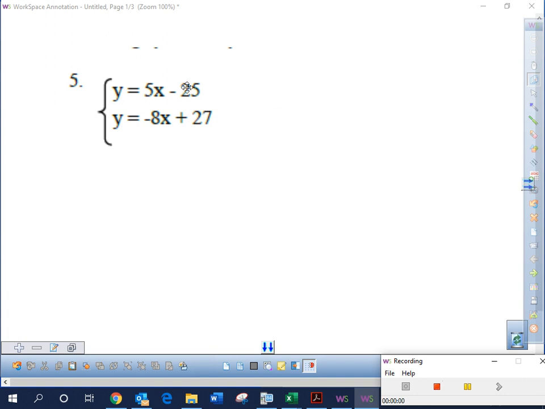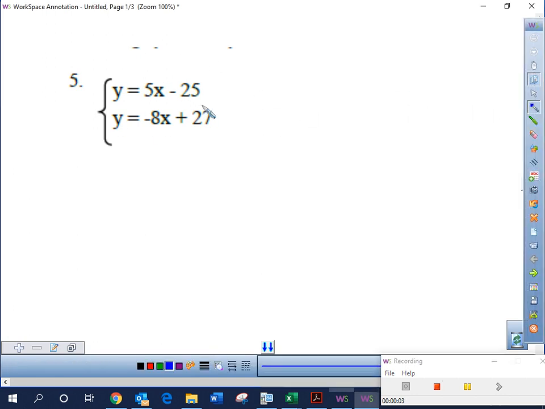When solving a system by substitution, you want to have one variable all by itself on one side of the equal sign in that system. It doesn't have to be both, just one. So since y equals 5x minus 25, what that means is we could take 5x minus 25 and substitute it in for y down in that other equation and end up solving.